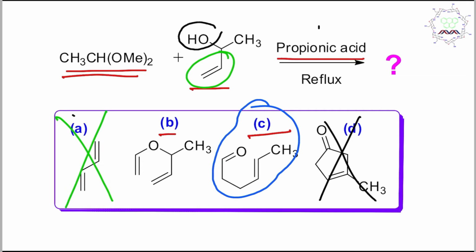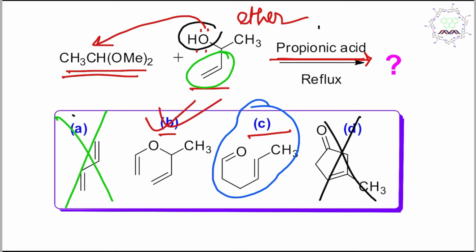Now the confusion is between option B and option C. For that purpose you need to understand that this CH3CHOMe is an acetal, so in the presence of acid it will break and the alcohol can attack. It's a simple open chain compound, and there should be an ether linkage, because the lone pair of oxygen is going to attack this carbon after one molecule of methanol is removed. So it should be an ether derivative. So this is the product.